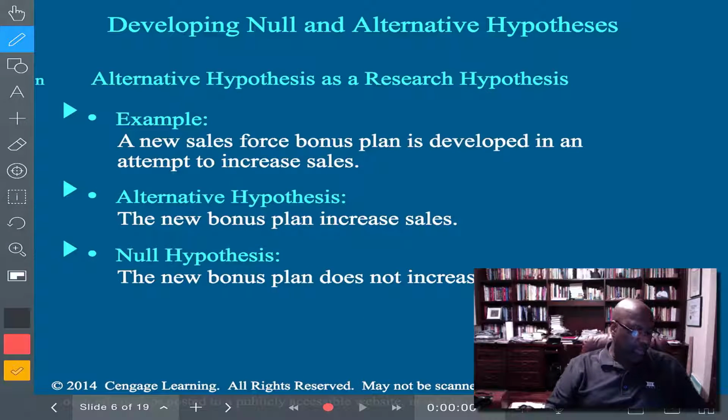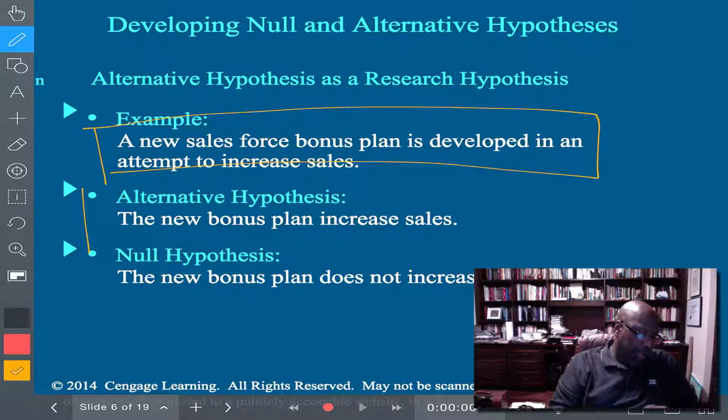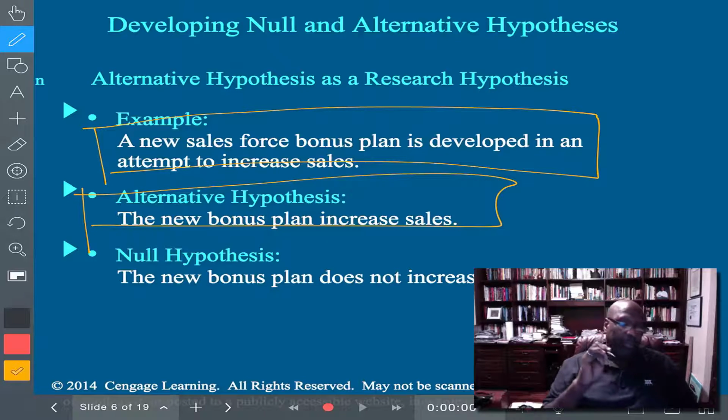So here's another one. A new sales force bonus plan is developed in an attempt to increase sales. All right. So, of course, what you want to know is whether or not that sales bonus plan is actually going to help to increase the sales, because that's the whole reason why it was developed. So, we will actually say that what we want to prove is that it actually works. And so therefore we want to show that the bonus plan increases sales.